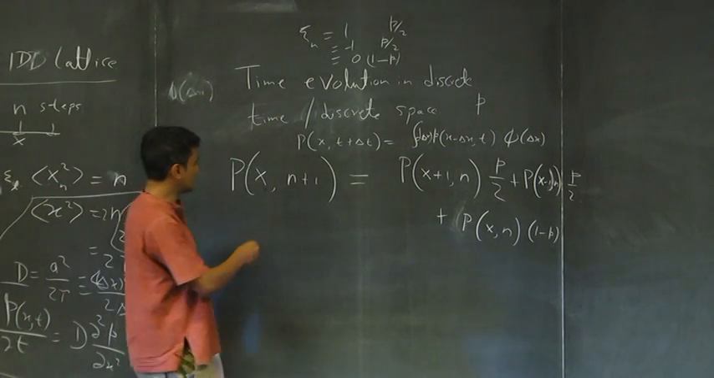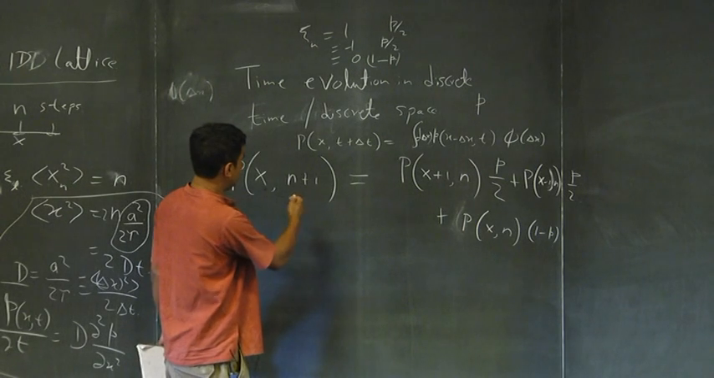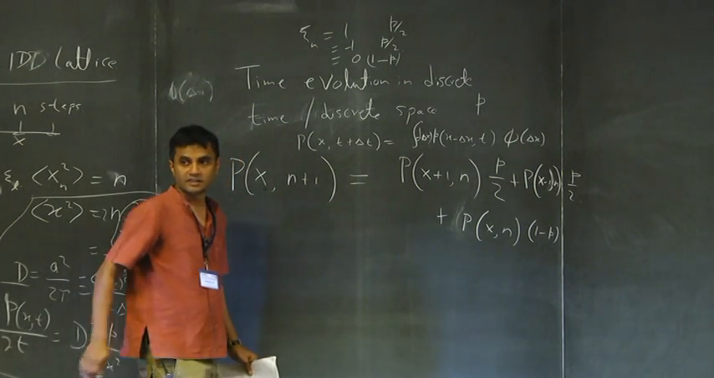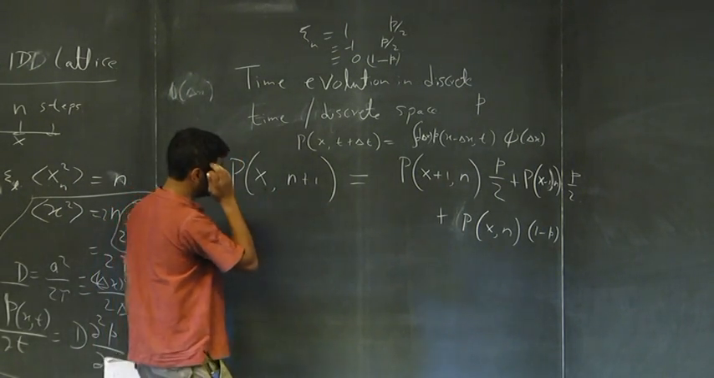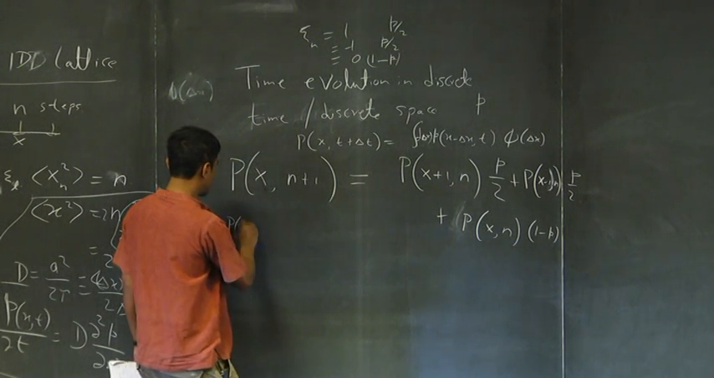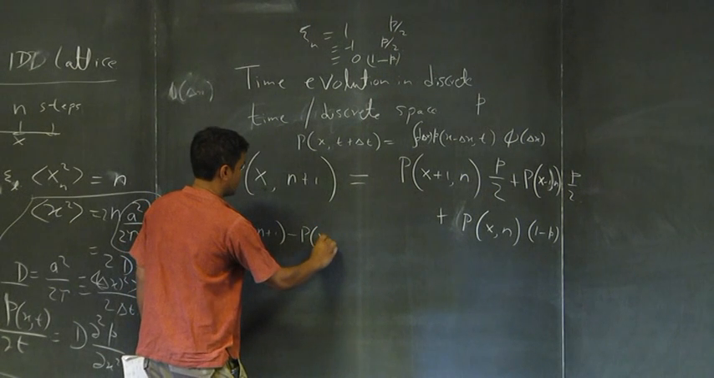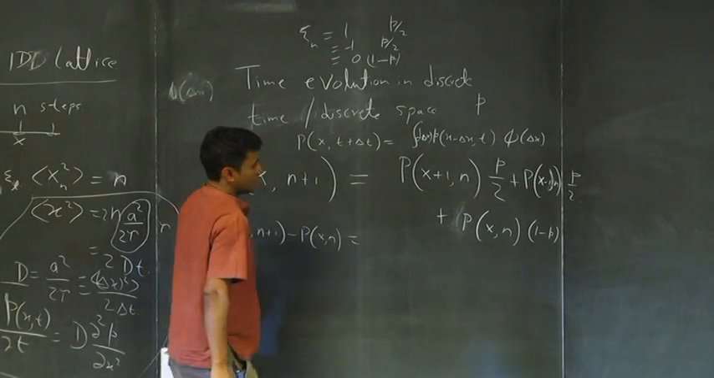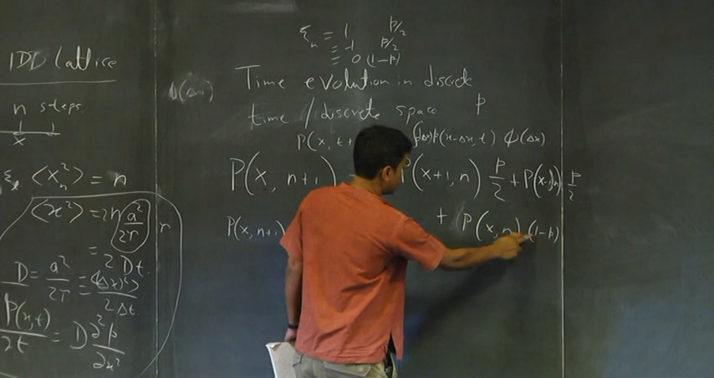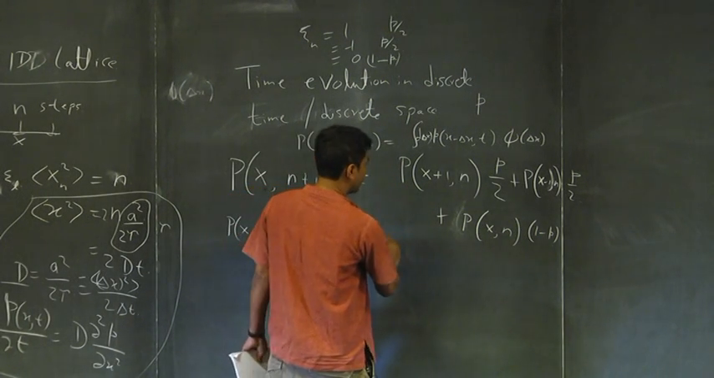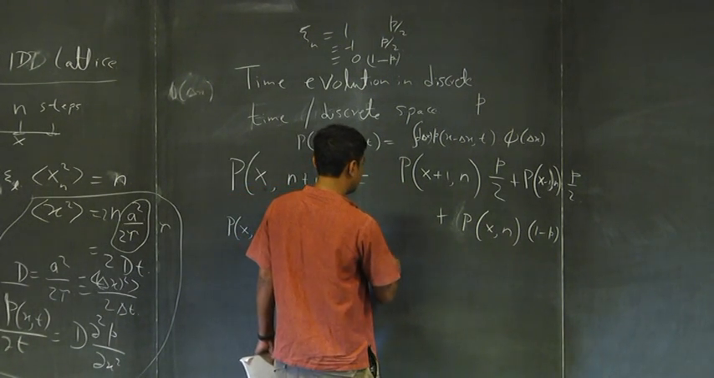You just have to discretize this, go to the continuum version of this equation. So we just subtract, and this thing goes here, and you are left with p.